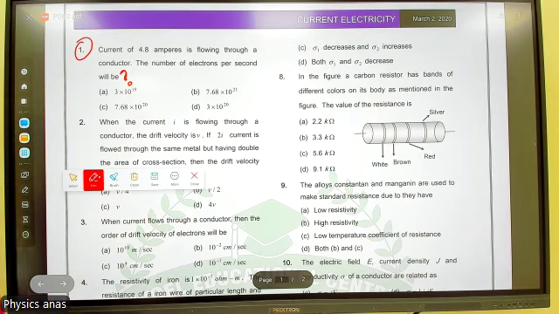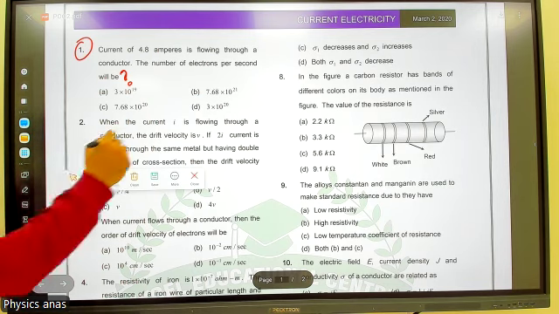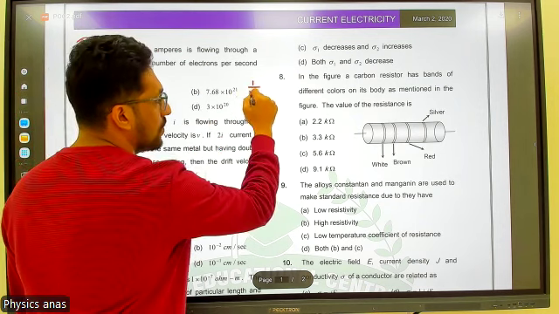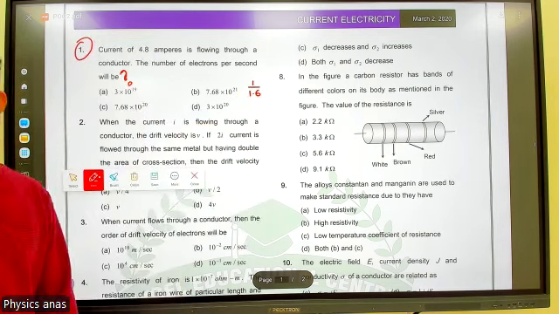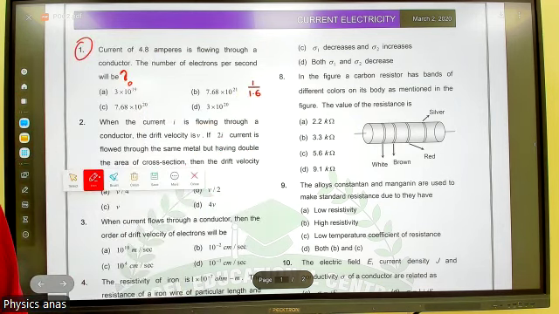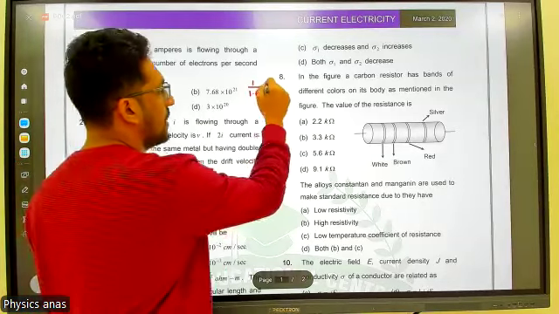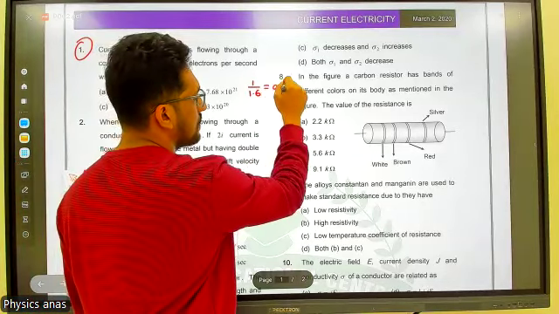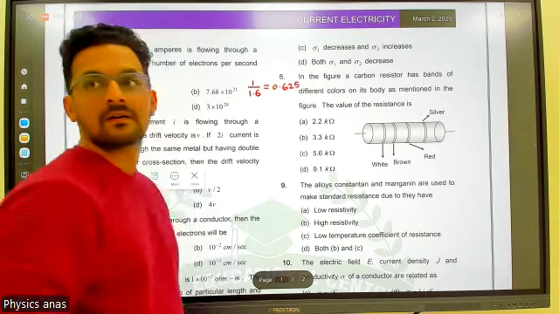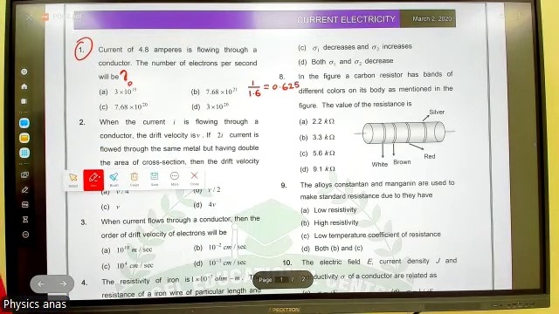In MCQs there is not much time for that. You have to do numericals also. It's not about maths. You can memorize this value. 1 by 1.6 will be there. You don't have to calculate that. Memorize that 1 by 1.6 will be 0.625. So remember that.